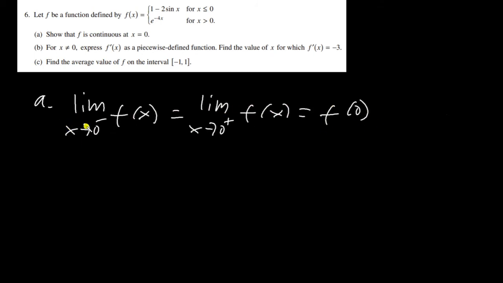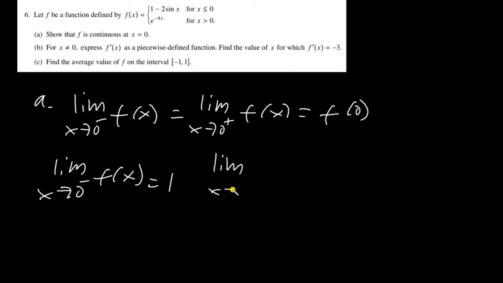So the limit as x approaches 0 from the left, well, if we're going from the left, we're looking at this part of the function, right? That's the part on the left. So as we're approaching 0, sine of x approaches 0, right? Because as x approaches 0, sine of x approaches 0. So then we just get 1 minus 0, which is 1. Okay? And then the limit as x, I can do it in a different color.